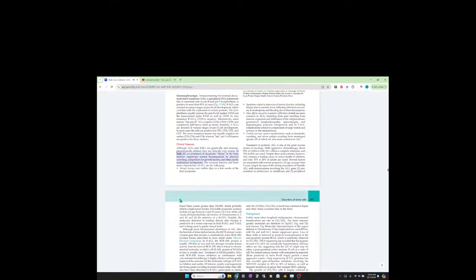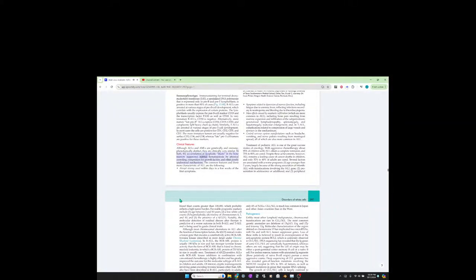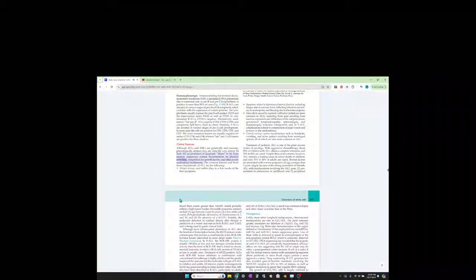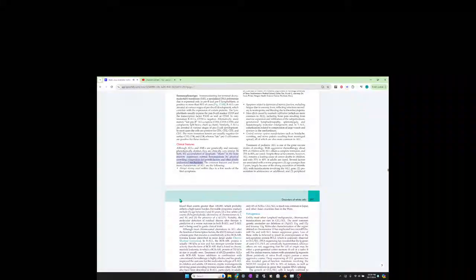In both, the accumulation of neoplastic blasts in the bone marrow suppresses normal hematopoiesis by physical crowding, competition for growth factors, and other poorly understood mechanisms. The common features, and those more characteristic of ALL, are the following. Abrupt stormy onset within days to a few weeks of the first symptoms.